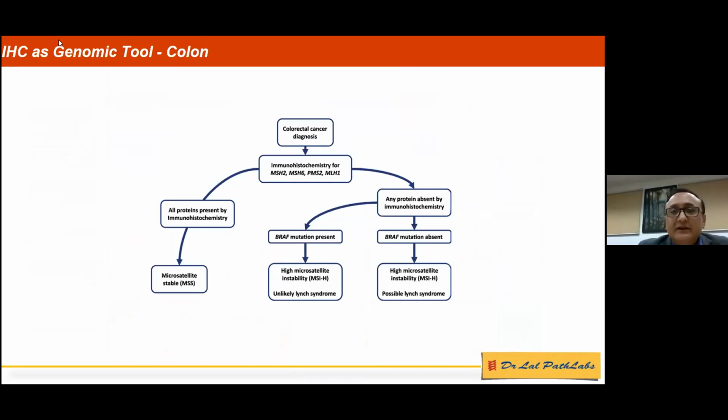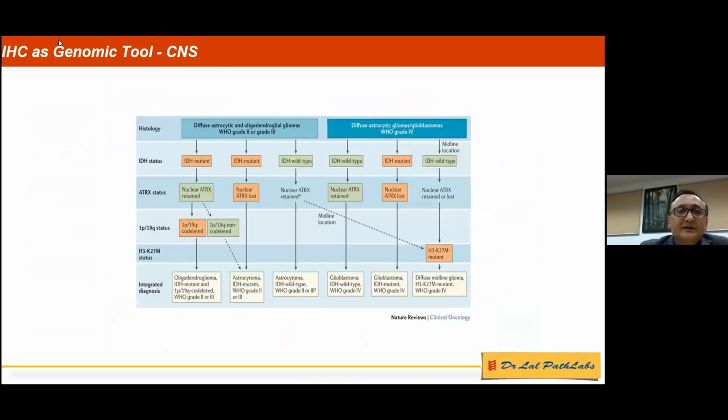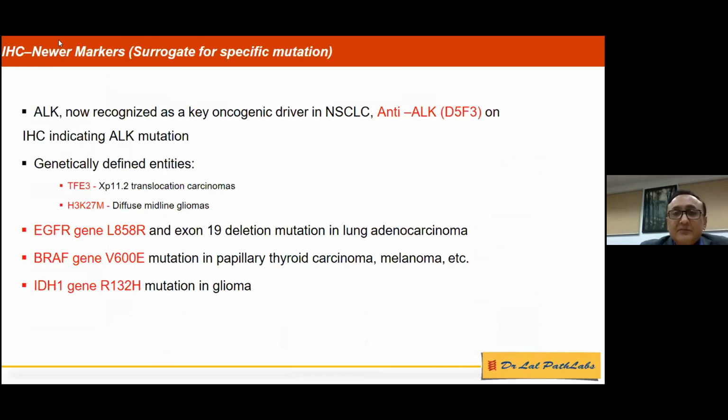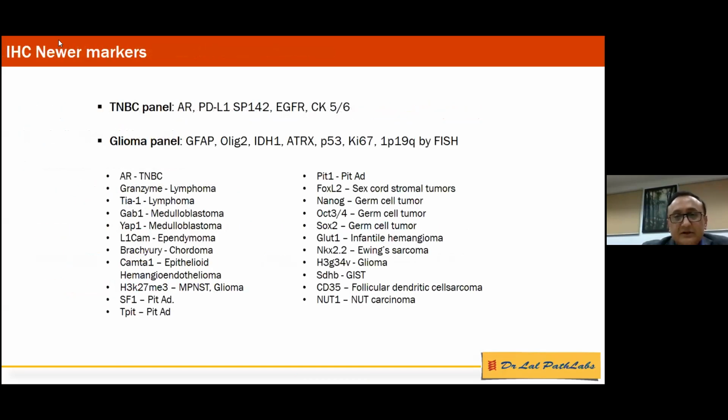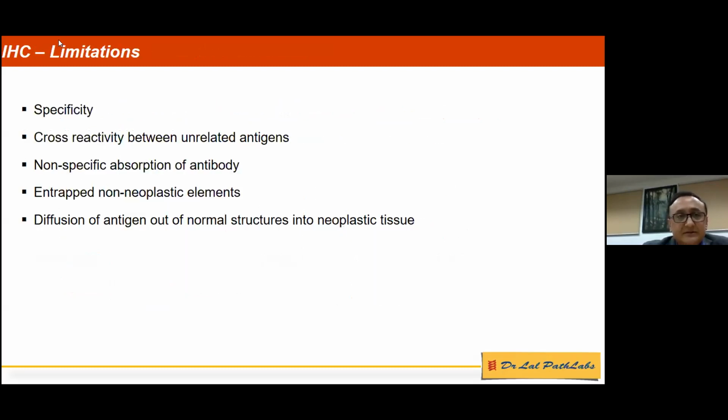IHC is also helpful now in genomic classification of colonic cancer, in gliomas. Newer markers have come up, which help us in classifying the tumors, like TFE3 in Xp11.2 translocation renal cell carcinomas, H3K27M for diffuse midline gliomas, IDH mutant gliomas, IDH wild type gliomas. So now classification is based on the new immunohistochemical markers.